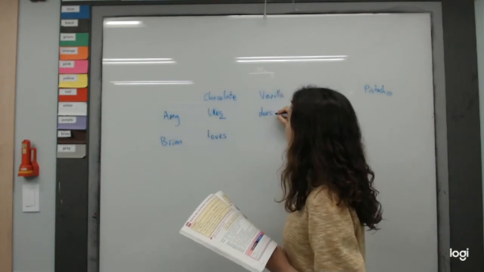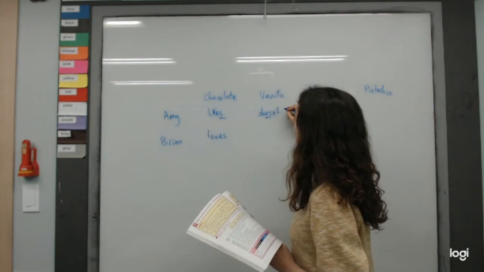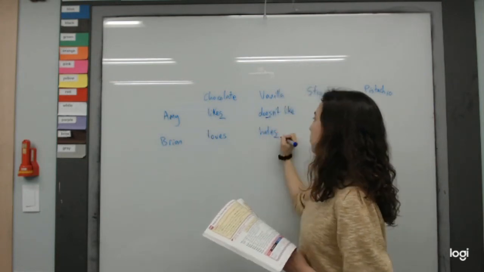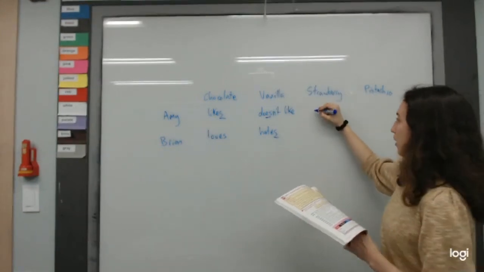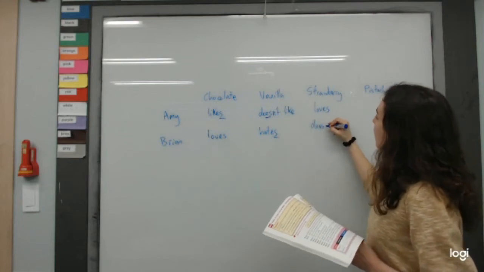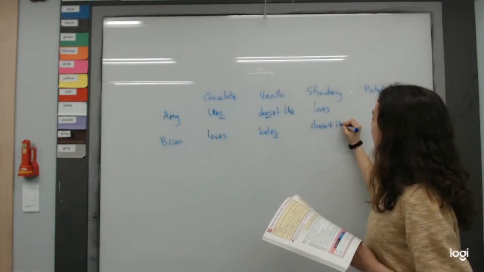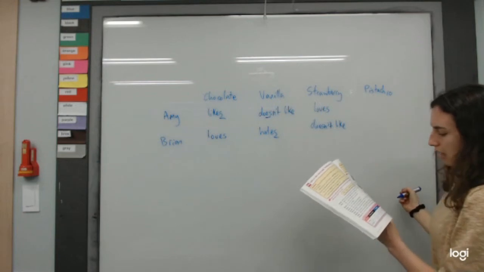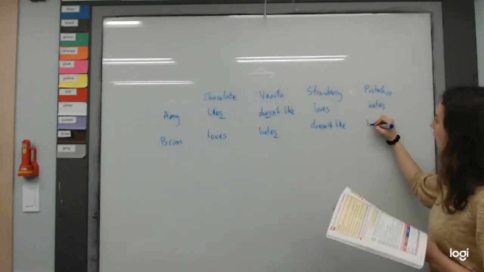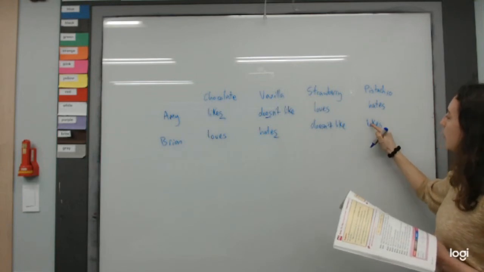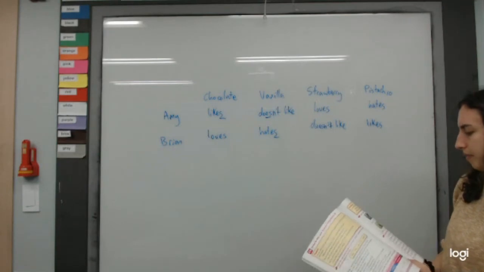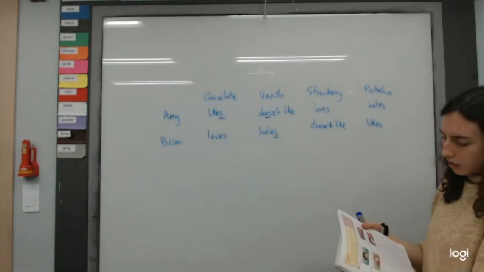Amy doesn't, with S, like vanilla, and Brian hates, with S, vanilla. Amy loves strawberry, and Brian doesn't like strawberry. And Amy hates pistachio, and Brian likes pistachio. I like pistachio too. I think it is a good flavor. Okay. So, finish. Let's look at the next page.